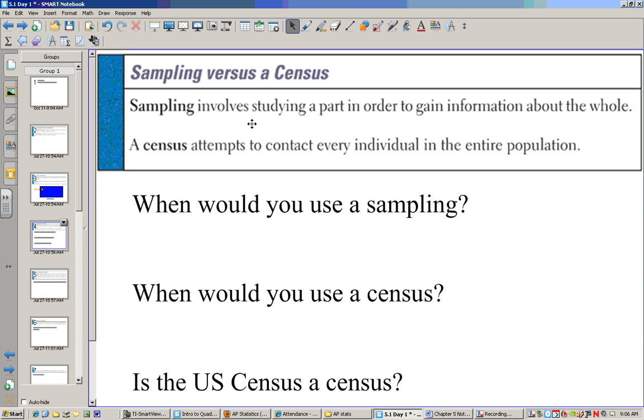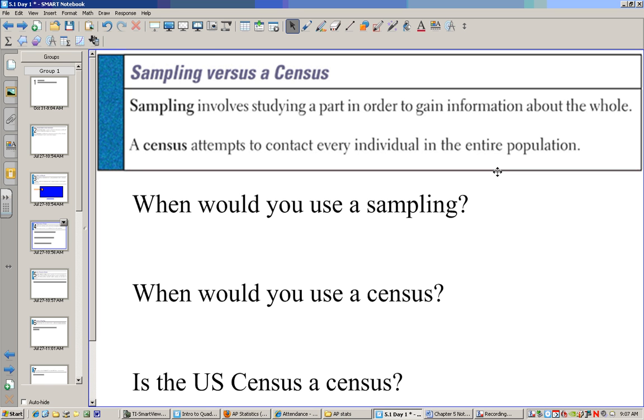Now, sampling involves studying a part in order to gain information about a whole. So we're just going to look for 200 people that hope to represent America, whereas a census attempts to contact every individual in an entire population. Now, a census is possible if I want to ask a question to my AP statistics students. I only have like 65 students, so it's pretty easy to ask every single one of them a particular question. It wouldn't make sense to do a sample when I could figure out what all of AP Stats thinks.